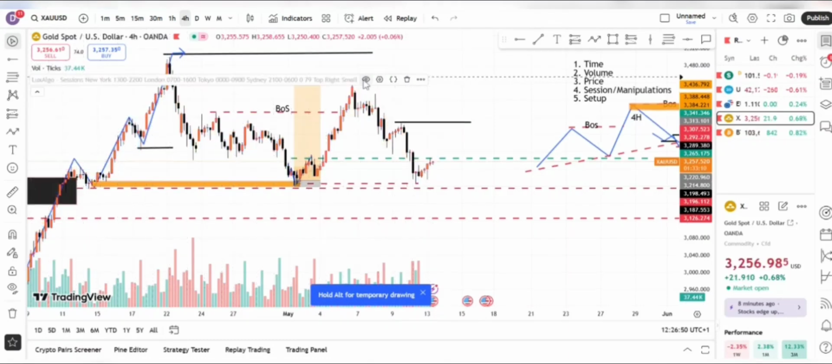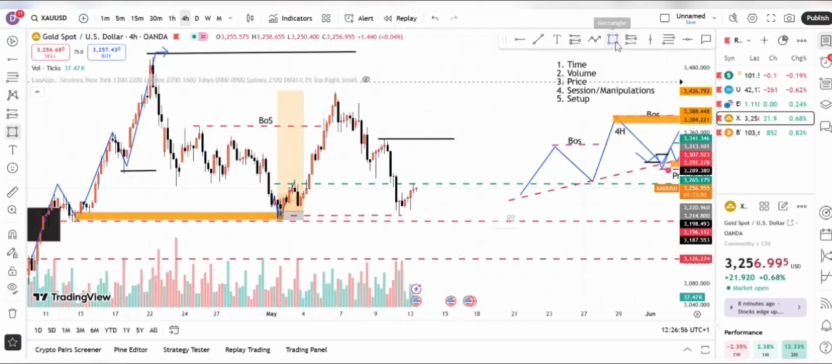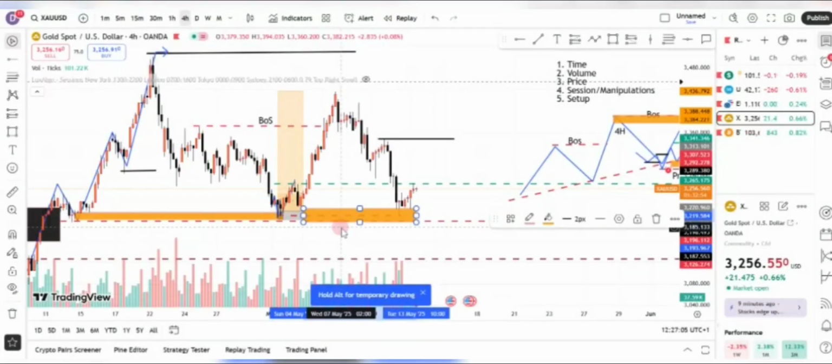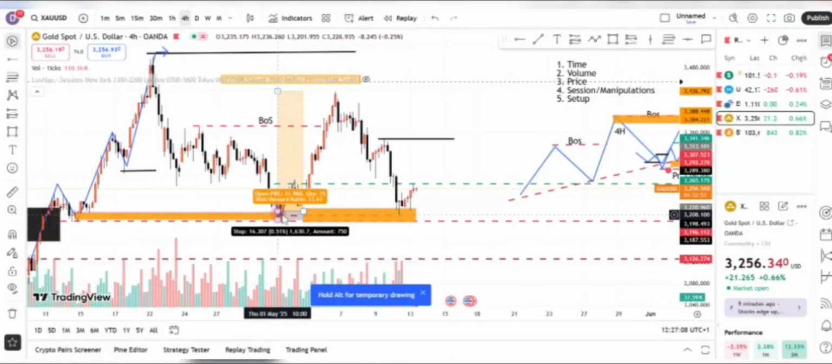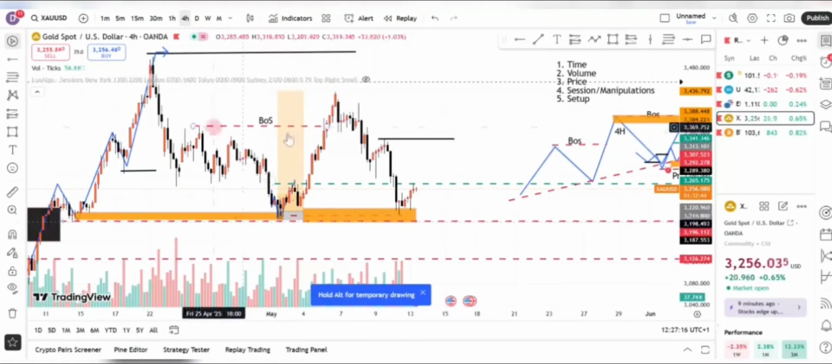I am seeing an equal low here. I'm seeing an equal low here. I'm seeing an equal low here. Can you see that? That's why I'm really interested to enter this trade here. Price has come here before. It has tapped into this other block. It has tapped into this structural liquidity. And then it broke this previous structure, but did not take out this previous high.